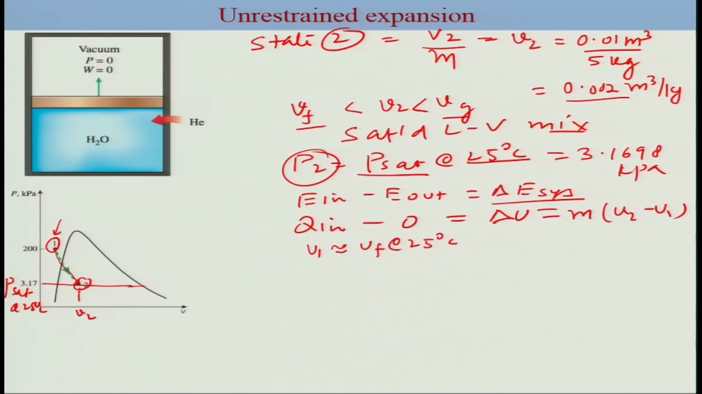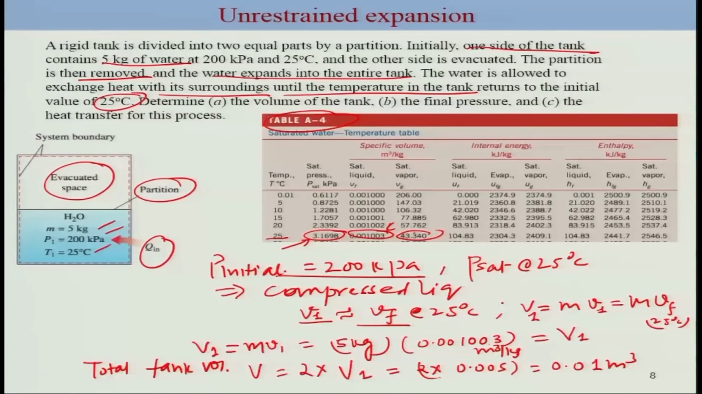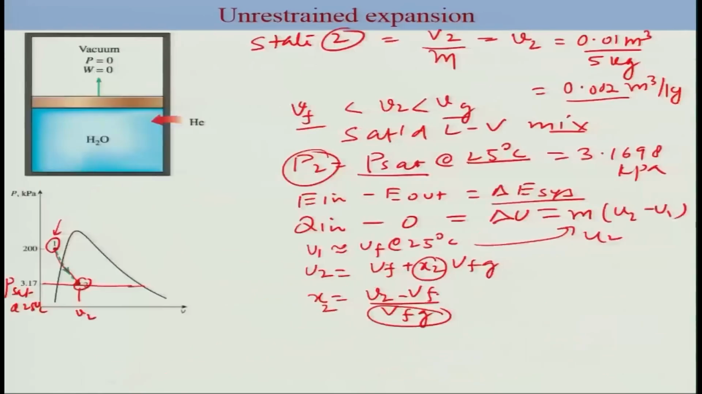Now, in order to find Q in, because we need to find the heat transfer, you also need to find u2. You know that u2 is nothing but uf plus x2 ufg. So you need to find x2. This is easy because now you have the information of your volume 2. So x2 is nothing but (v2 minus vf) divided by vfg. Vfg is known from your table, vg minus vf, and you know your vf as well as your v2. So this becomes 2.3 times 10 to the power minus 5.